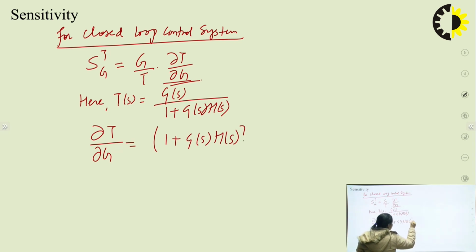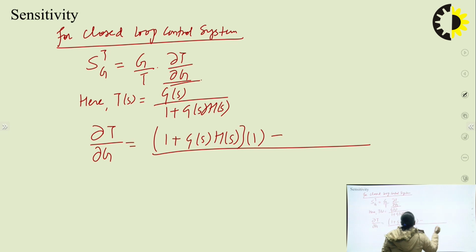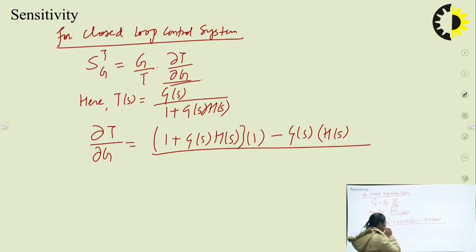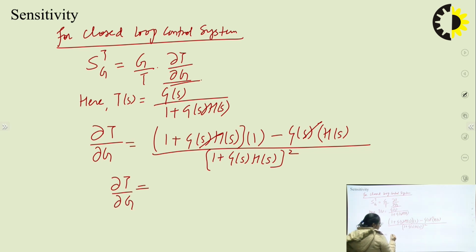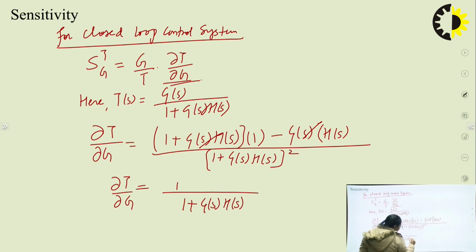plus G(s)H(s) will remain as it is, and differentiation of G(s) will be equal to 1, then minus, and now numerator will remain as it is, and differentiation of this will come out to be only H(s). Okay, and upon whole square of the term 1 plus G(s)H(s). So this term gets cancelled, so delta T with respect to delta G is coming out to be 1 upon 1 plus G(s)H(s) whole square.